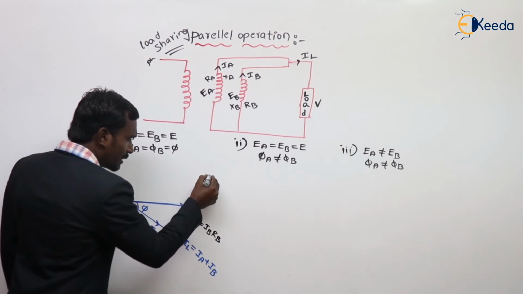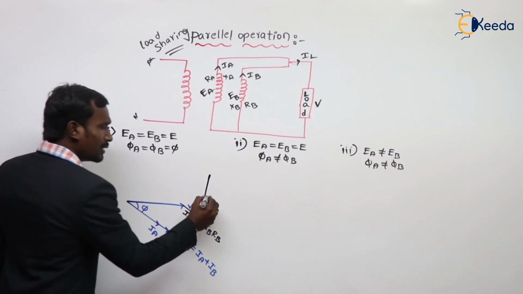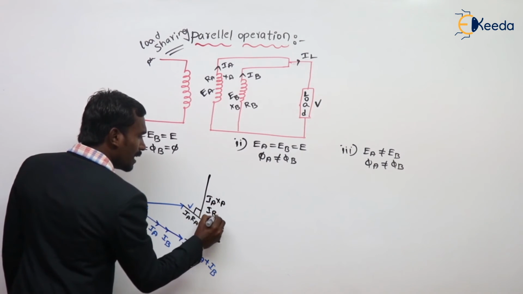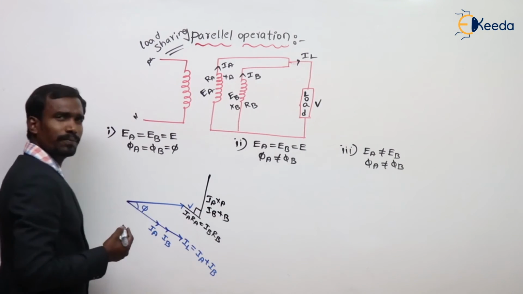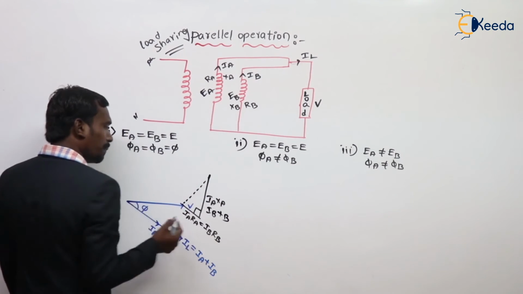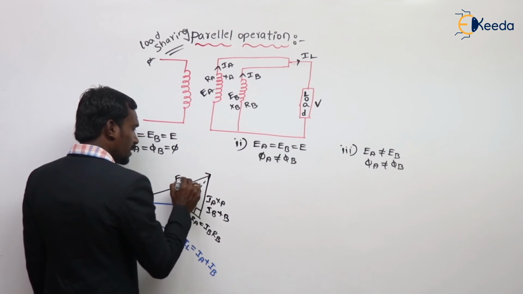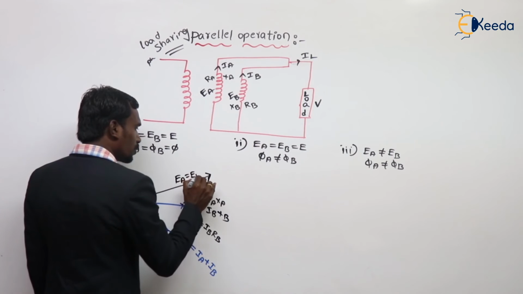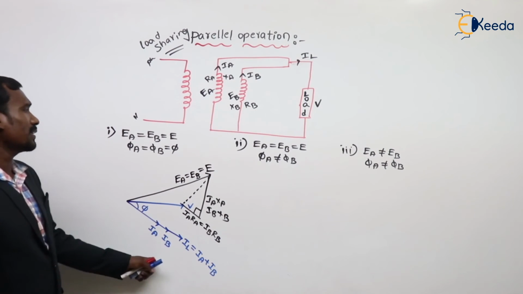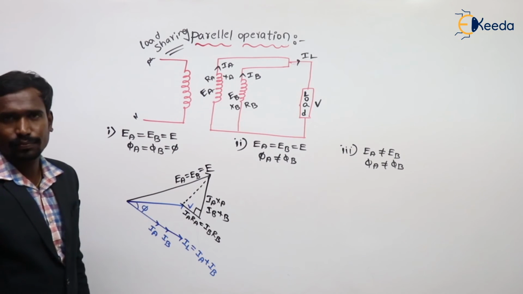Next, at 90 degrees, this is IAXA. Of course, this is only IBXB. Now, this V plus this IZ is equal to EA, and that is equal to EB, and this is equal to E. This is the vector diagram when the voltage ratio is the same and the X by R ratio is the same.